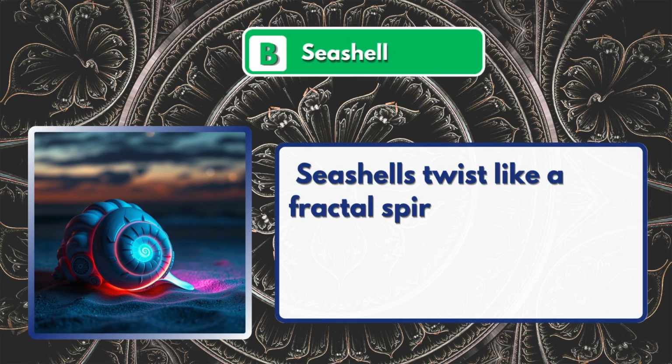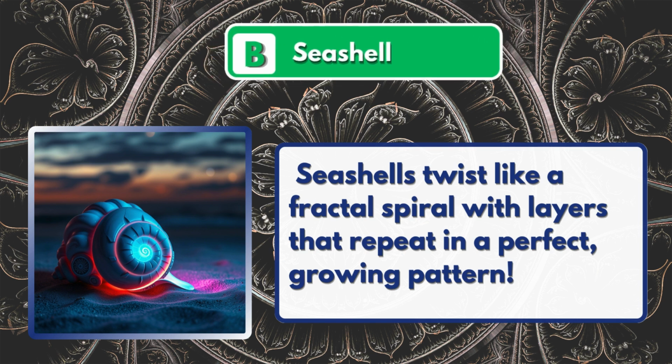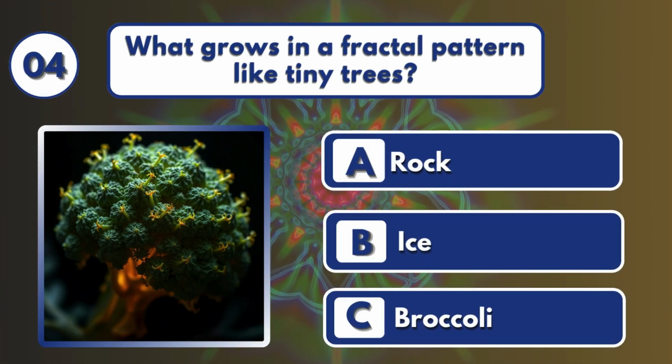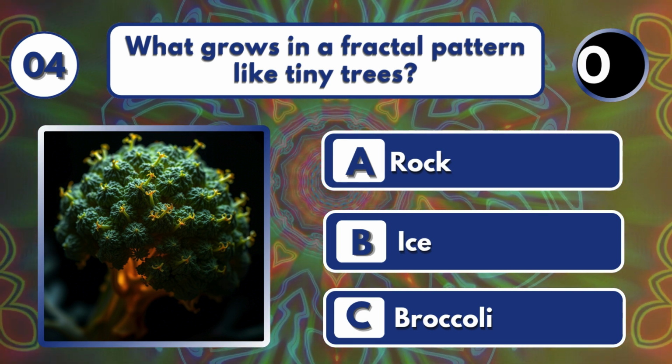Seashells twist like a fractal spiral with layers that repeat in a perfect growing pattern. What grows in a fractal pattern like tiny trees? Will you master the pattern puzzle?